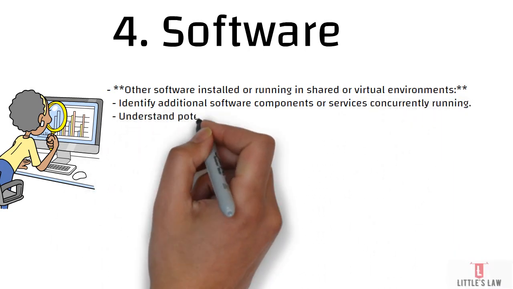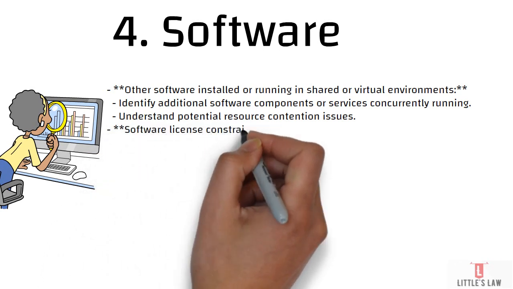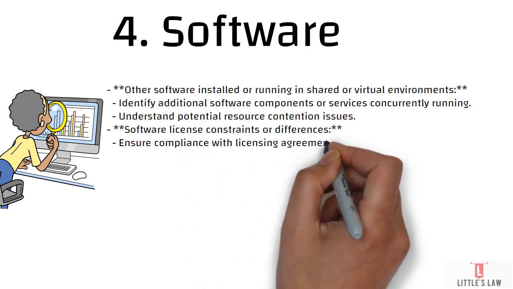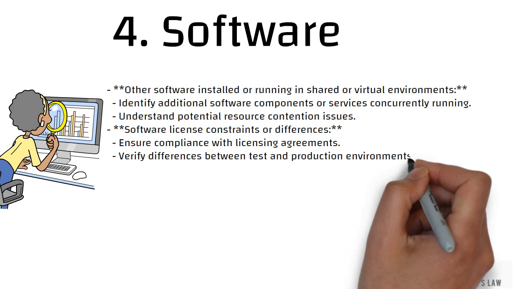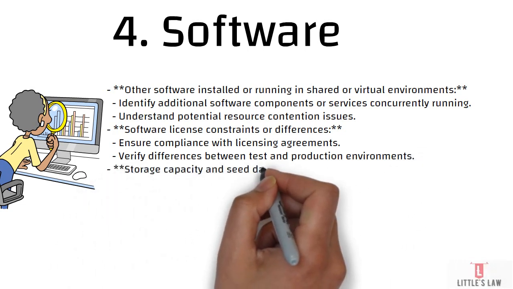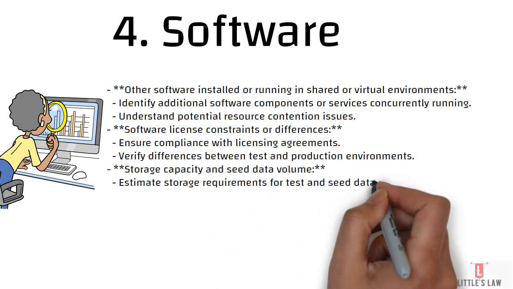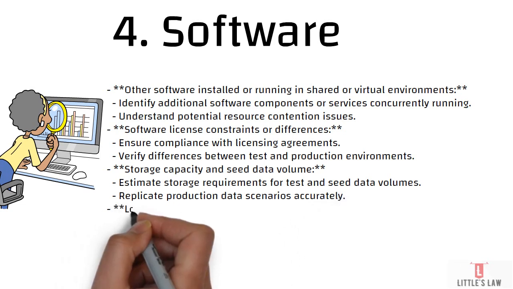And when it comes to the software license constraints or differences, we have to ensure compliance with software licensing agreements and verify any discrepancies between the test and production system. And when it comes to the storage capacity and seed data volume, we have to estimate the storage requirements for test data and seed data volumes to replicate the production data scenarios accurately. And then the logging levels.